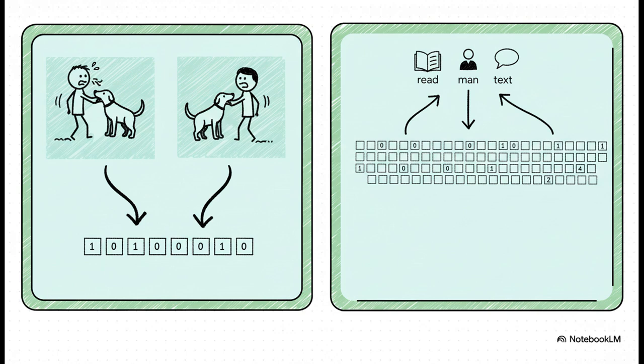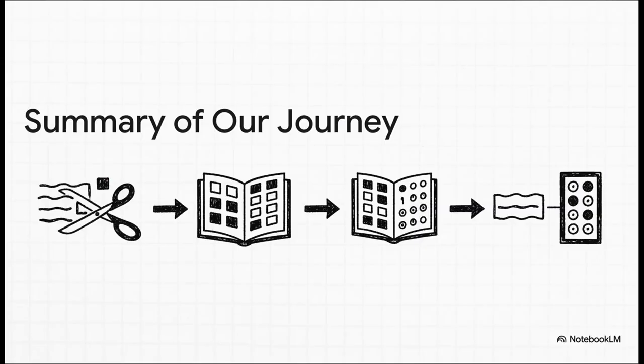Second, imagine our vocabulary has, say, 50,000 words. That means every single sentence becomes a vector with 50,000 numbers in it, almost all of them zeros. It's just incredibly inefficient. All right, so let's do a quick recap of the journey we just took.